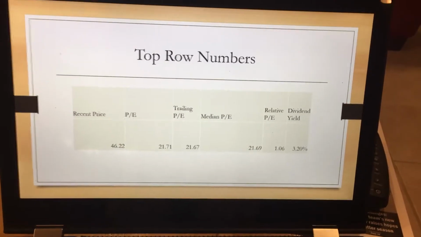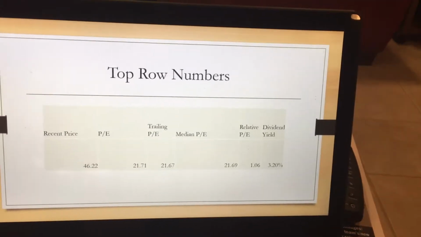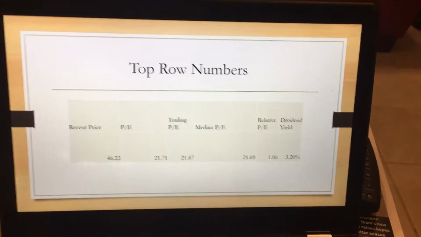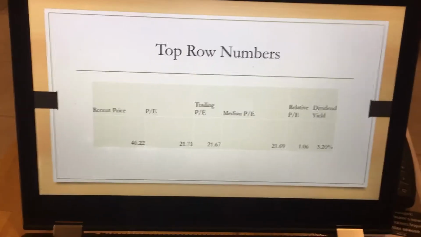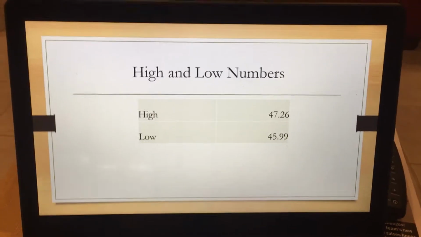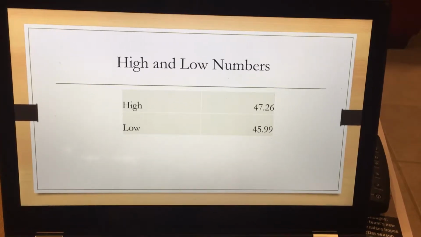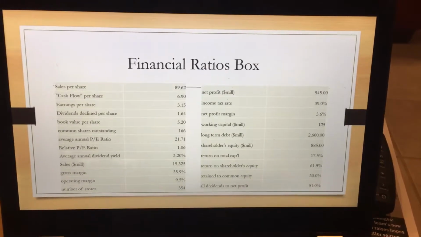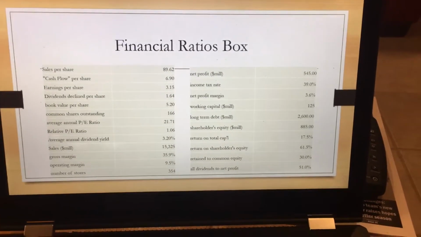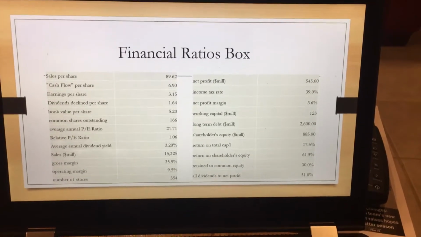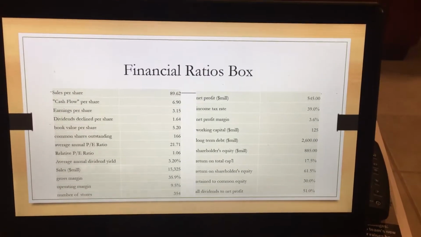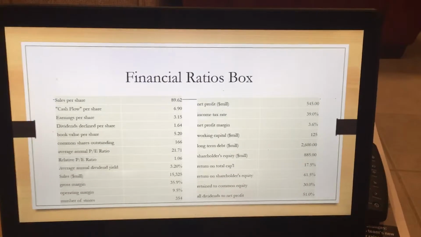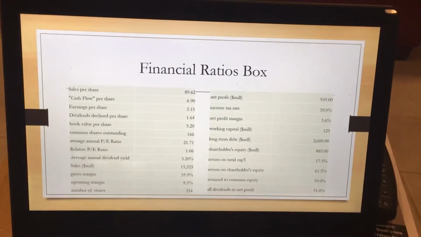The dividend yield calculates the expected return from cash dividends on the stock over the next 12 months. The high and low numbers for Nordstrom were 47.26 and 45.99. Now this is the financial ratios box, which includes about 23 items that range from sales per share to all dividends to net profit.